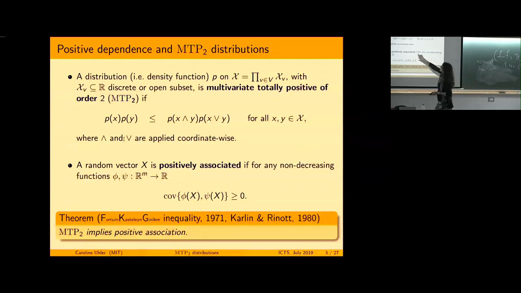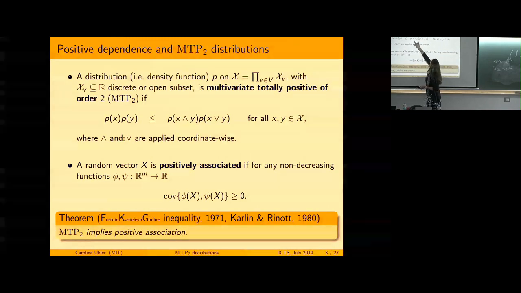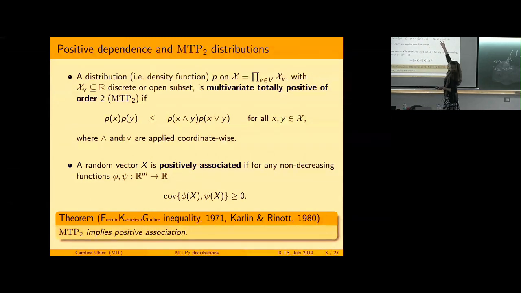Oh yes, so here, this is min and this is max. The minimum of x and y and then the maximum of x and y. Oh, correct. Okay, so x and y, so say you're in RD. Let me do it in RD. So I mean entry-wise minimum and entry-wise maximum.